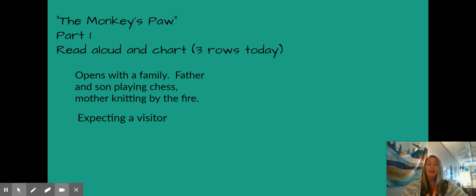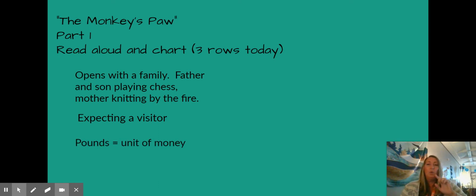But the visitor is someone that's important in the story, and he plays a big role in this first part, setting up the story for us. So know that they're expecting someone to come visit, and be very observant of him when he does arrive.